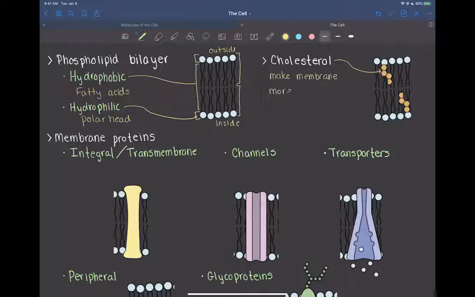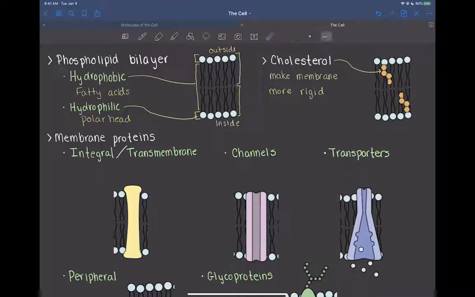So this would be different. Different cells would have different amounts of cholesterol just depending on what they need. So they determine how rigid or flexible that cell membrane is. Cells that crawl around a lot, move around, might not want as rigid of a cell membrane as some others. Okay, so now let's talk about membrane proteins.